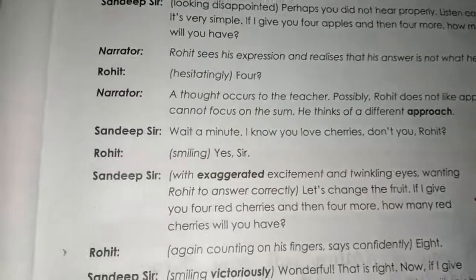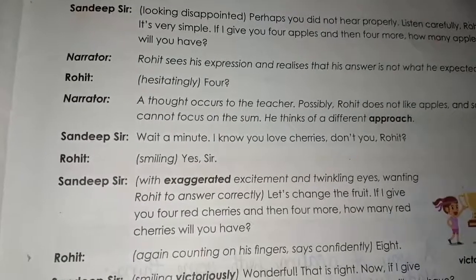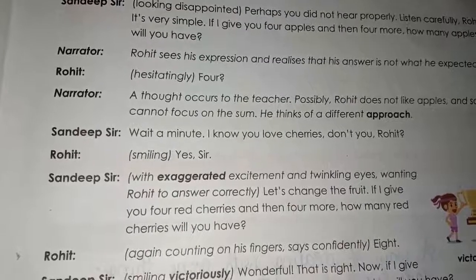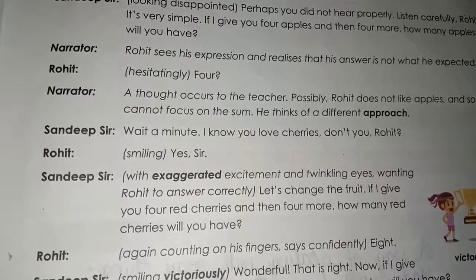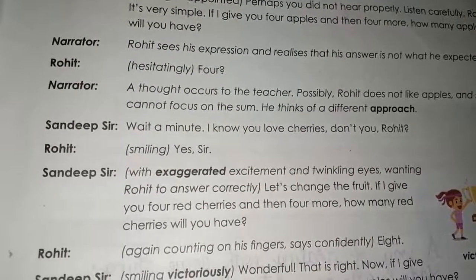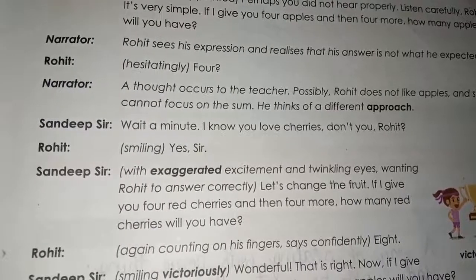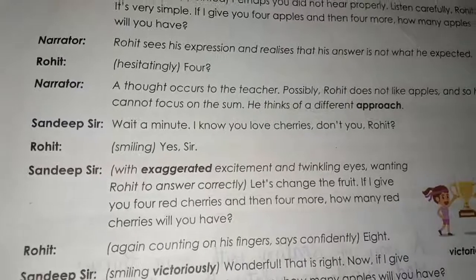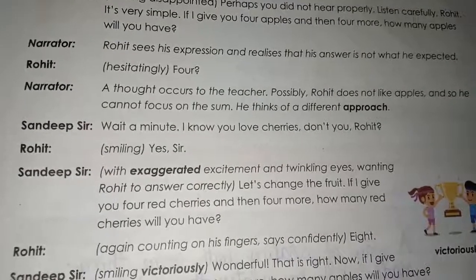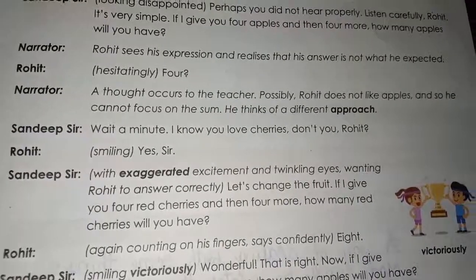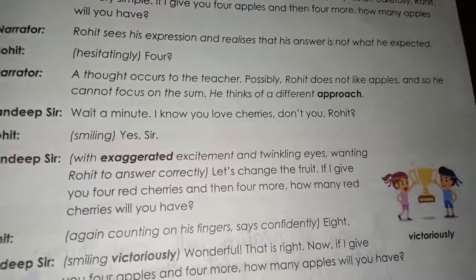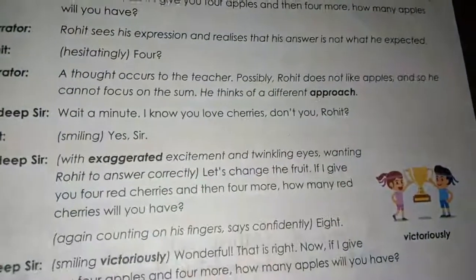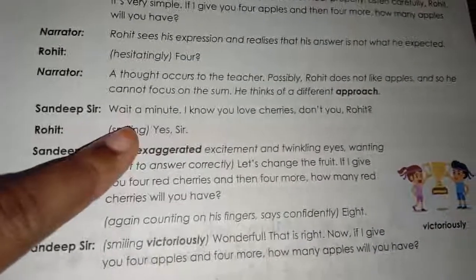Narrator says here, Rohit sees his expression and realizes that his answer is not what he expected. Rohit, hesitatingly, he said 4. Narrator, a thought occurs to the teacher. Possibly, Rohit does not like apples, and so he cannot focus on the sum. He thinks of a different approach. Sandeep sir, wait a minute.